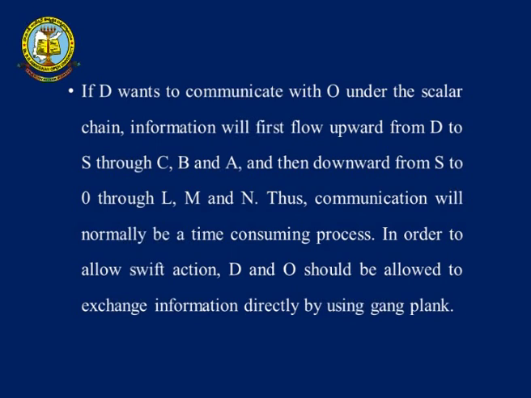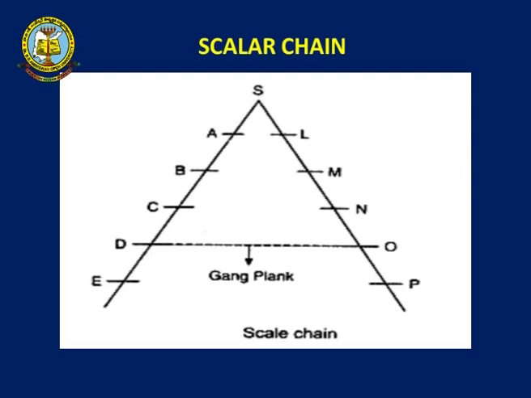In order to allow swift action, T and O should be allowed to exchange information directly by using a gangplank. So let's go back to this image. If you can see, there is a dotted line between T and O, that is known as a gangplank. So what Fayol says is only in emergency situations where you have to quickly communicate, T can directly communicate with O. But not always. It should not be entertained, because Fayol feels that it is a disrespect to the higher authorities. So you can see the rigidity that the communication should always follow the hierarchical order.